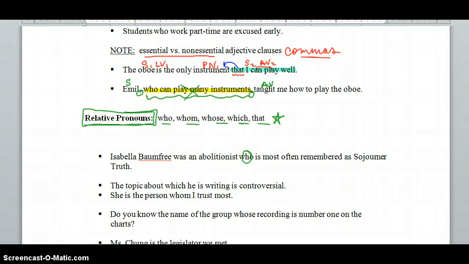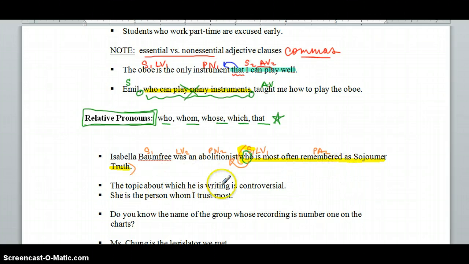Now, the clause here, who is most often remembered as Sojourner Truth, clearly stands out as a subordinate clause. It can't stand on its own. Linking verb: is. Who or what is? Who is. These are the words that are going to have a grammatical function in the clause. Is remembered, predicate adjective. Your independent clause was, there's your linking verb, Isabella Baumfree, there's your subject. She was what? Here's your predicate nominative. But who is often remembered renames abolitionist, adjective.